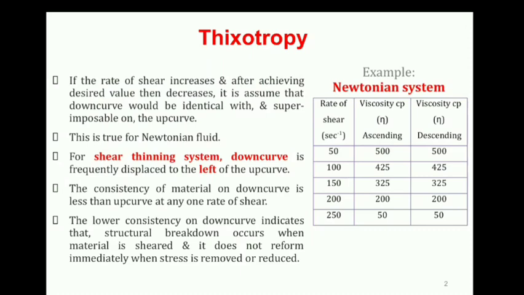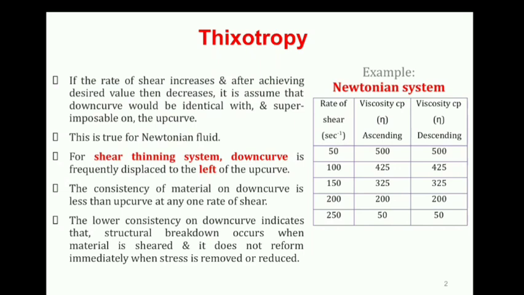In a shear thinning system, we already know that the consistency decreases. In thixotropy, the consistency on the downward curve decreases further. In the up curve the viscosity decreases, but in the downward curve the viscosity decreases even further. That's why the consistency on the downward curve, compared to the up curve, is less at any point.